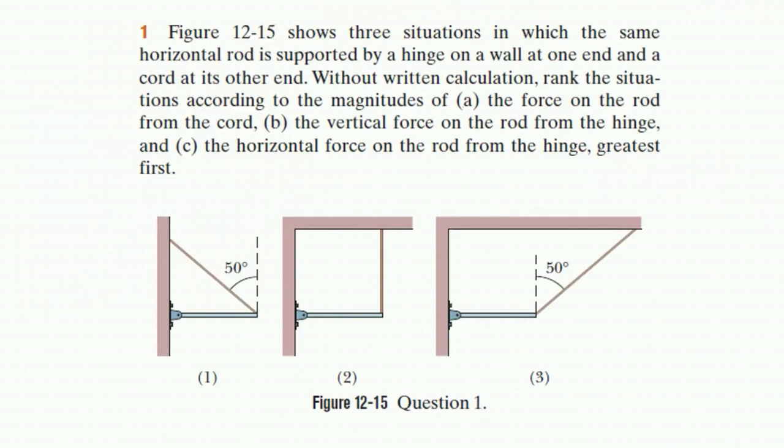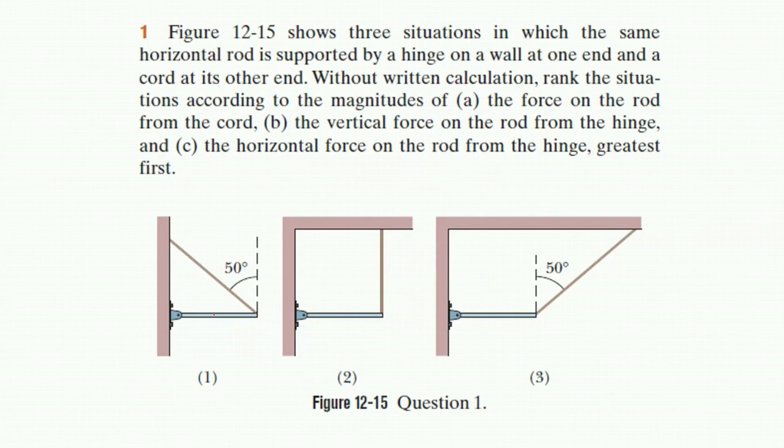Now let's look at this problem here. So here, what do we have? We have three situations in which the same horizontal rod is supported by a hinge on a wall at one end and a cord at its other end. Without any written calculation, well, you can do a small calculation, of course, rank the situations according to the magnitude of the force on the rod from the cord. All of them are uniform rods.